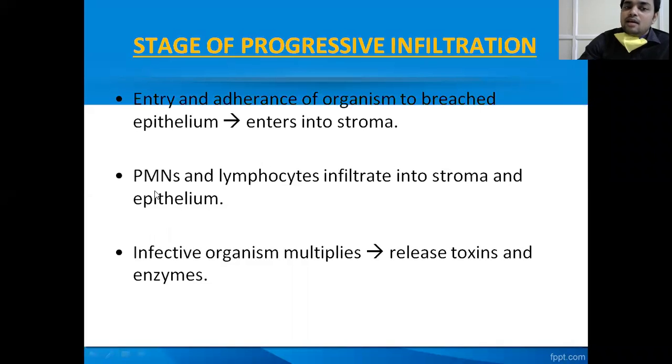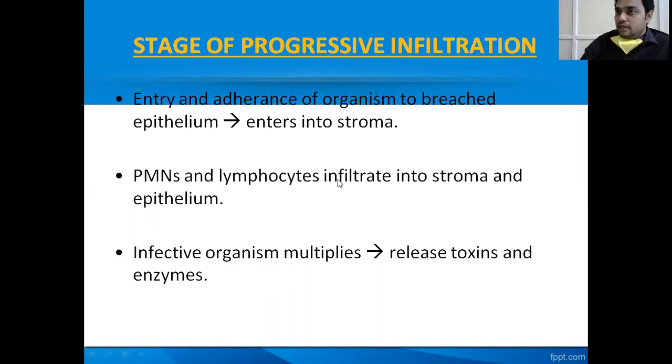the polymorphonuclear neutrophils and lymphocytes. So inflammatory cells enter into the corneal layers to decrease the effect of the foreign particle, that is bacteria. These polymorphonuclear neutrophils and lymphocytes infiltrate into the stroma and epithelium. So what happens as the infective organism which entered into the corneal layer multiplies and releases the toxins and enzymes.